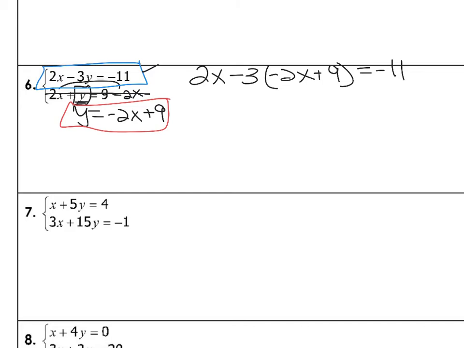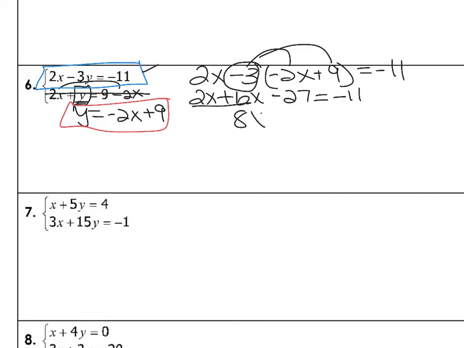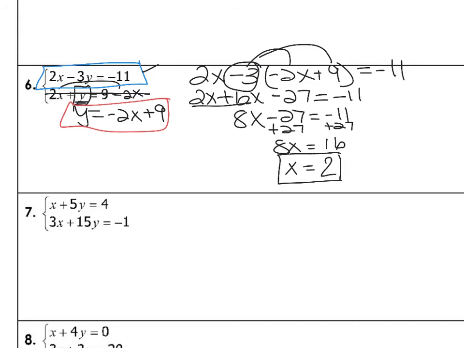I'm going to solve for x. So 2x, we need to distribute. Negative 3 times negative 2x is 6x, and negative 3 times 9 is negative 27, equals negative 11. Combine your like terms. So 8x minus 27 equals negative 11. Then we add 27. So 8x equals negative 11 plus 27, which is 16. Divide by 8, so x equals 2.